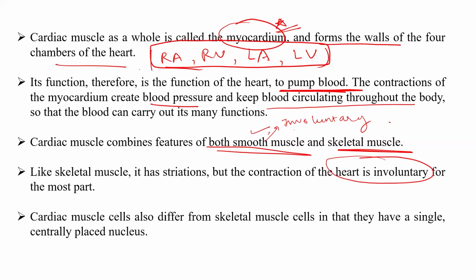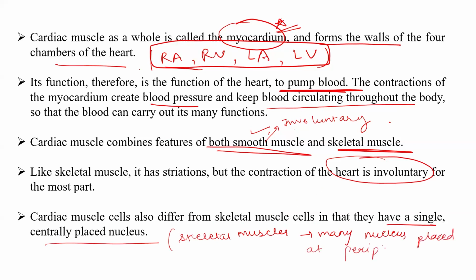It has faint striations. Cardiac muscle cells also differ in that they have a single centrally placed nucleus, while in skeletal muscles there are many nuclei placed at the periphery. So they have a peripheral arrangement of the nucleus, while in this it is the single centrally placed nucleus.